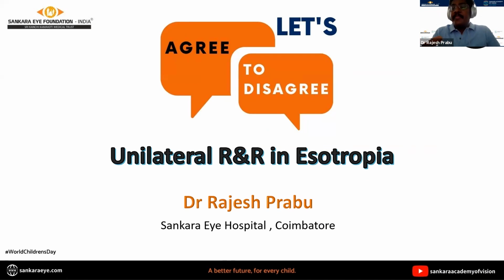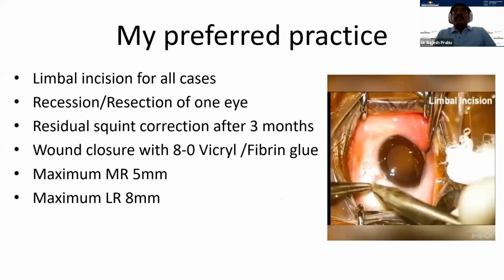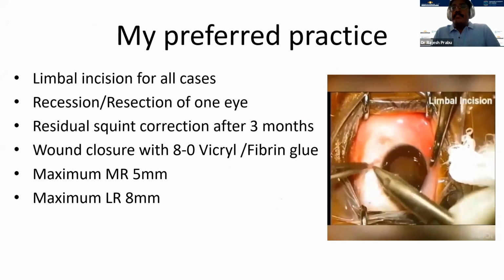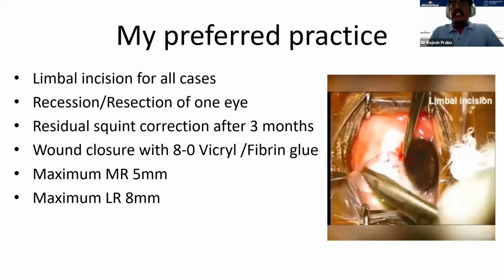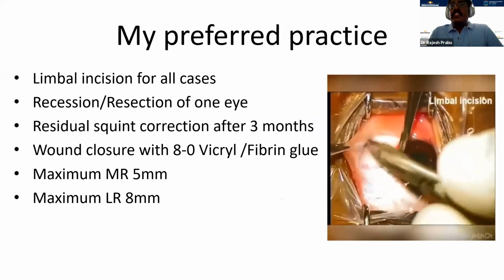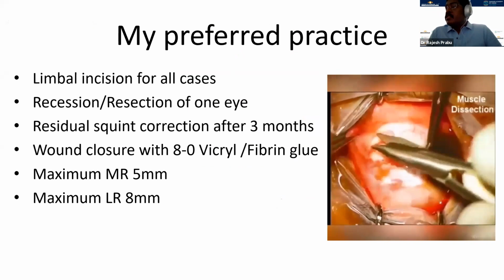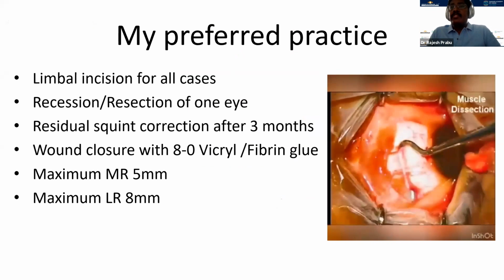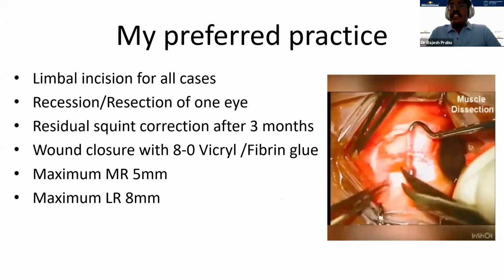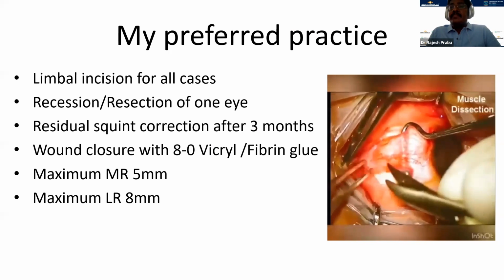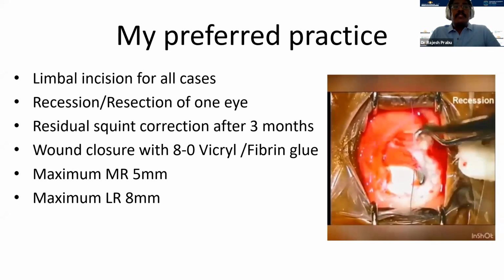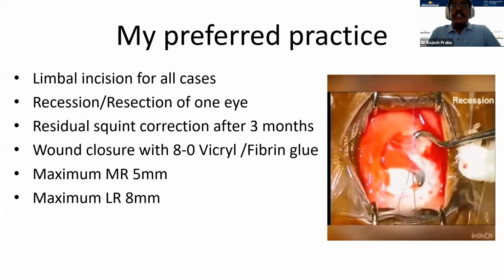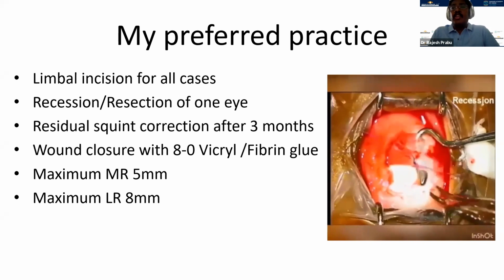Sowmya and Dr. Akhila. So this is my preferred practice in a case of a moderate esotropia. I use limbal incision for all the cases. So after limbal incision, I do a thorough muscle dissection and use 2 single-arm 6-0 Vicryl sutures on both the ends and secure the muscle tightly. My maximum number for recession in the medial rectus is 5 mm. I don't do anything beyond this.